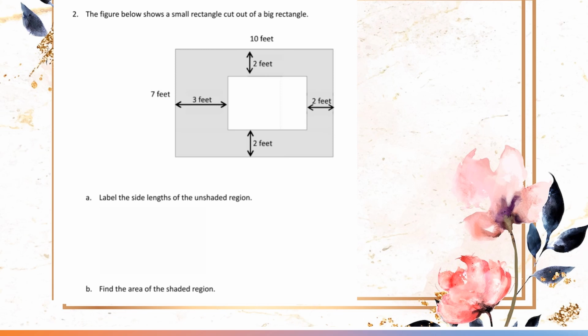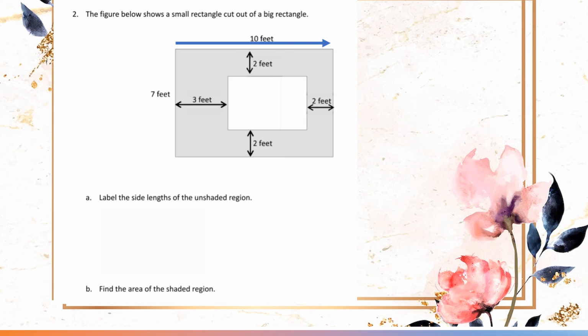All right, so the big rectangle is the gray one, right? The small rectangle is the white one. Now they give us the length and the width of the big rectangle, 7 feet by 10 feet, 7 times 10. But what they don't give us are the measurements of the small rectangle, but we can use the information that's here to figure it out. Let's go ahead and get started.